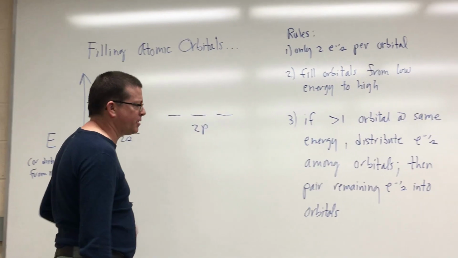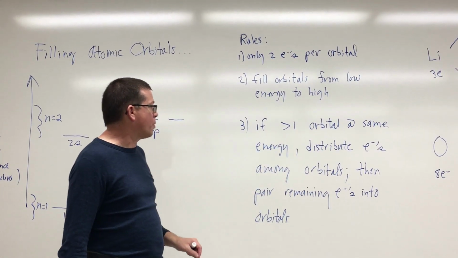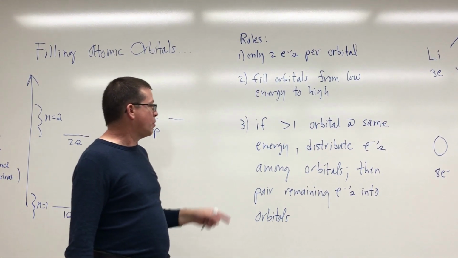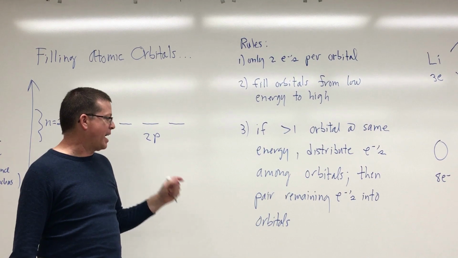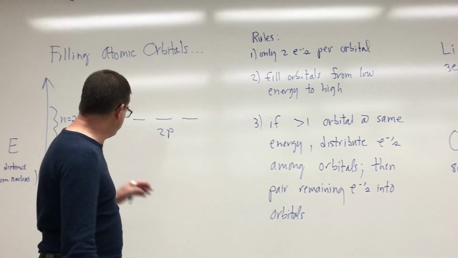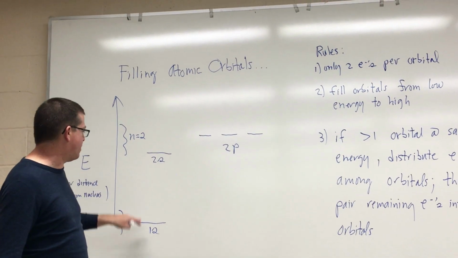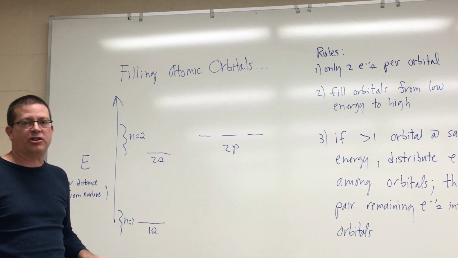The third rule is probably the toughest to remember. If we have more than 1 orbital at the same energy, we're going to distribute the electrons among those orbitals, and then we're going to come back and pair the remaining electrons back into those orbitals. With an s orbital, we don't have to worry about this because we see that these are 2 s orbitals that lie at different energies.